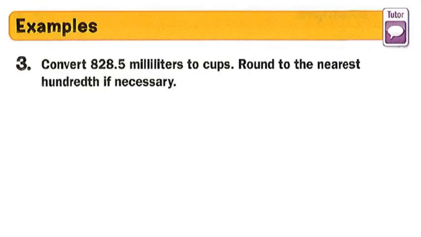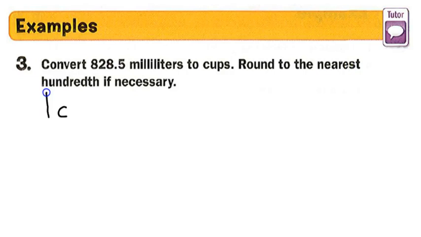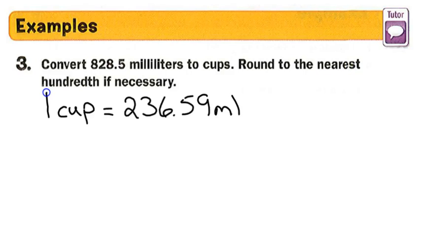All right, so number 3, we're going to convert 828.5 milliliters to cups. So we're going to round this to the nearest hundredth as well. So we're going milliliters to cups. So again, go back to my table, and I'm looking for cups and milliliters. So it's about 236.59 milliliters per cup. So 1 cup is equal to 236.59 milliliters. All right. So I'm going from milliliters to cups.